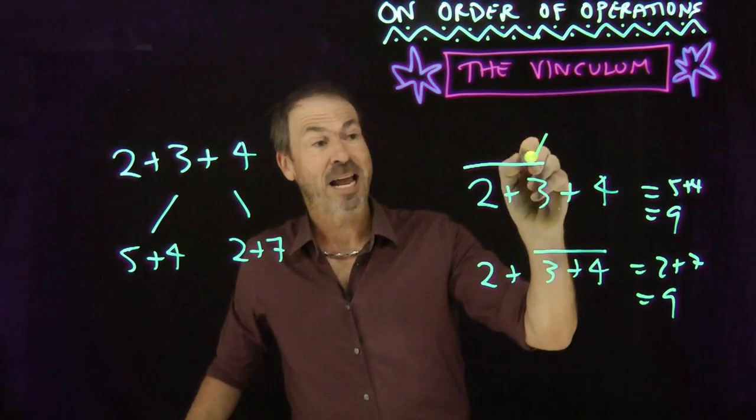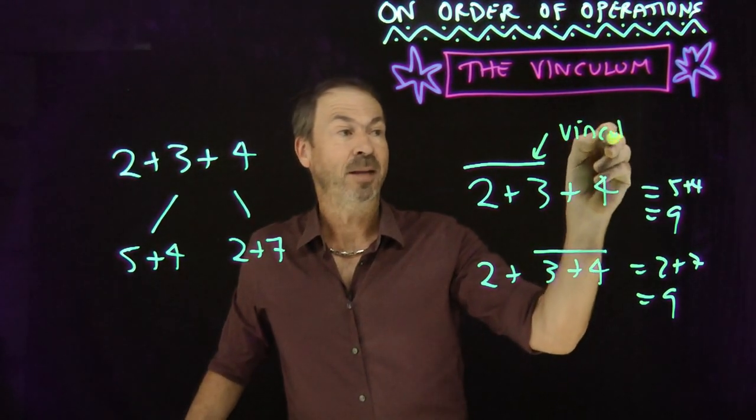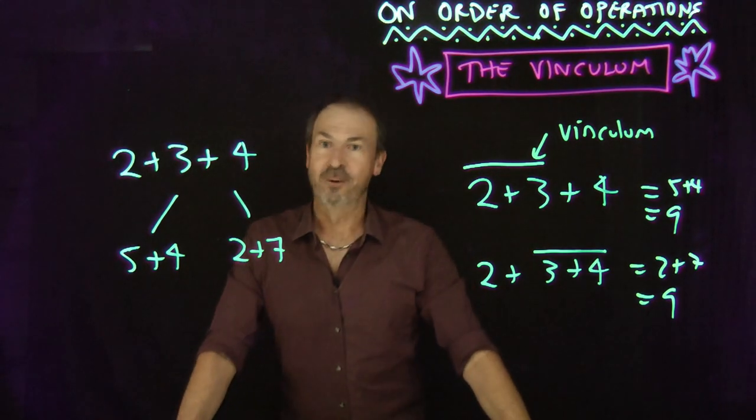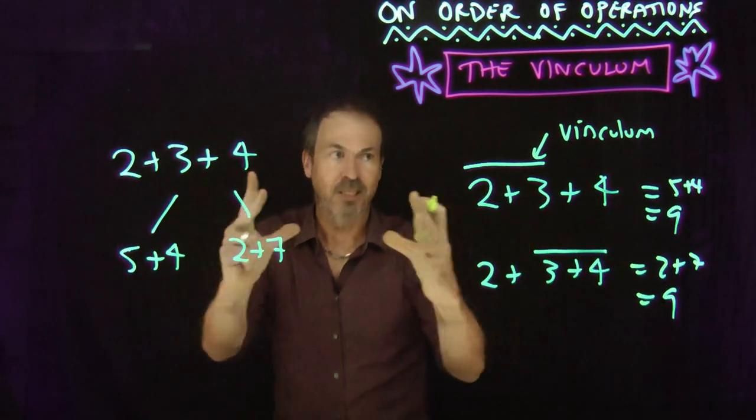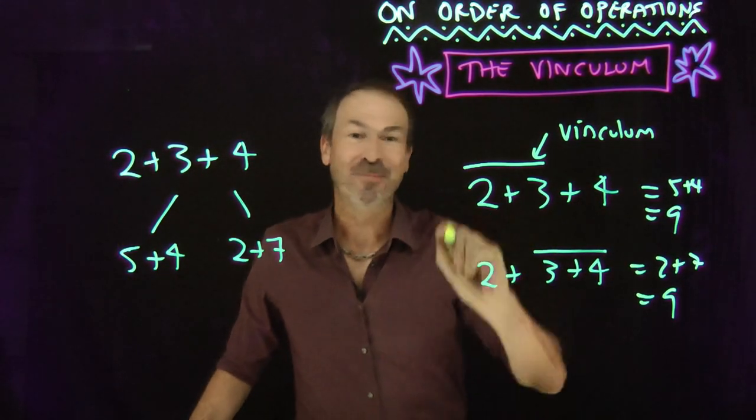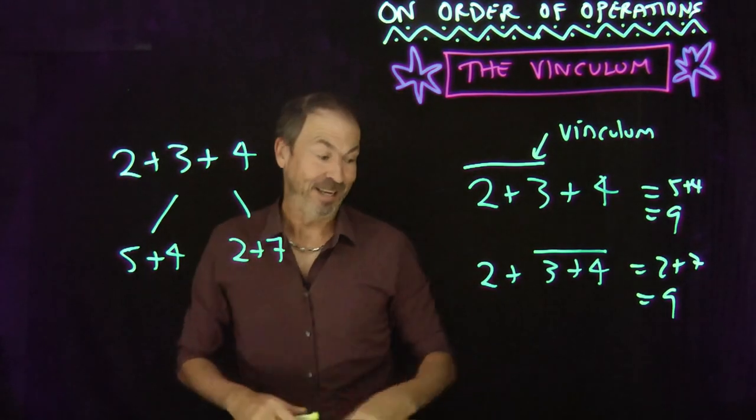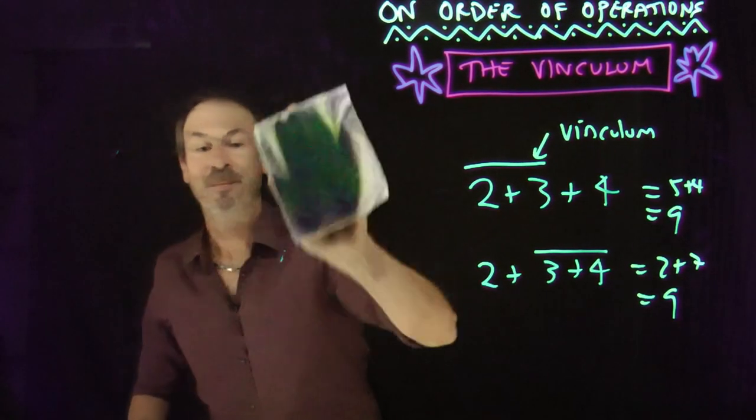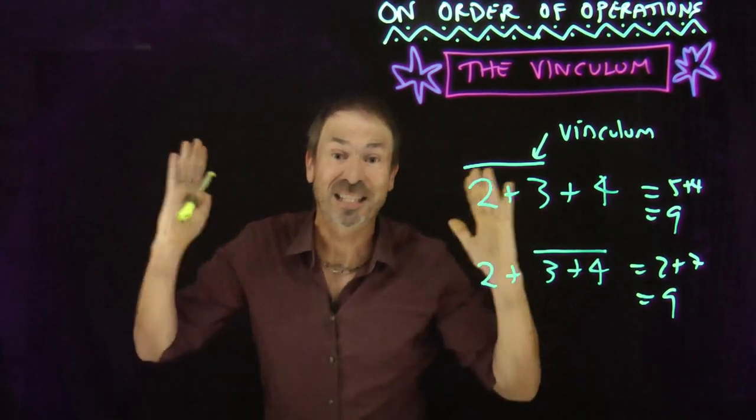And they gave it a lovely name. They called it a vinculum. A vinculum. From the Latin for a tie or a bond or a little connective piece. So vinculum meant grouping. And I actually love the vinculum. I kind of wish we had the vinculum still to this day, because it's so naturally clear, you can just see what to do.